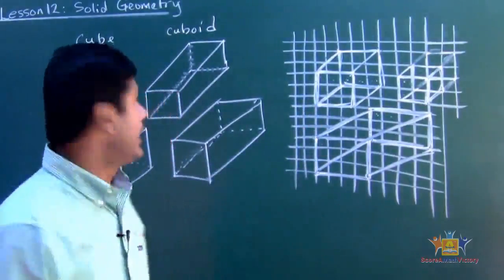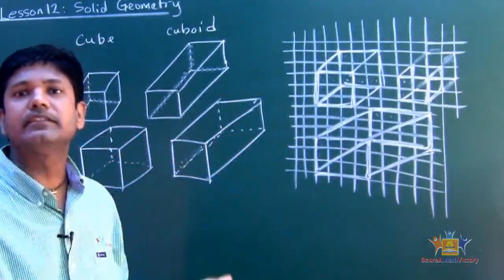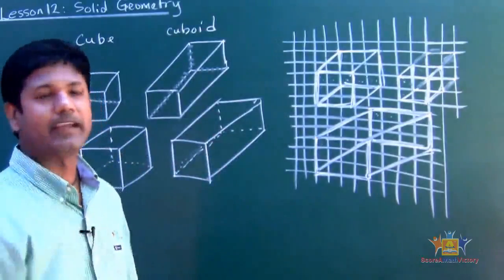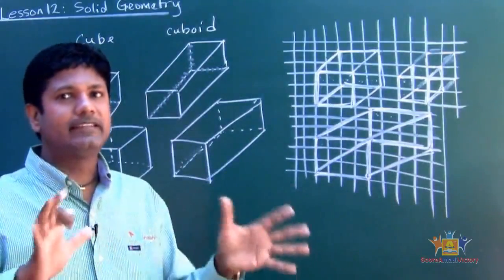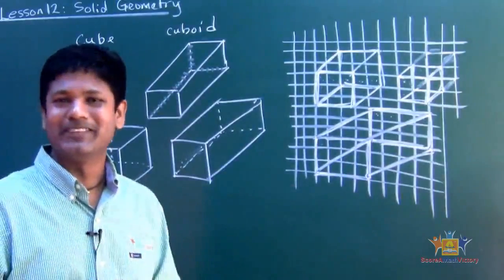Now, let's cut them apart and find out how many surfaces a cube and cuboid have. Give me a few seconds. Let Mr. Mike erase the board and we will dissect the cube and cuboid and find out how many surfaces they have, and I'll be back within a few seconds.